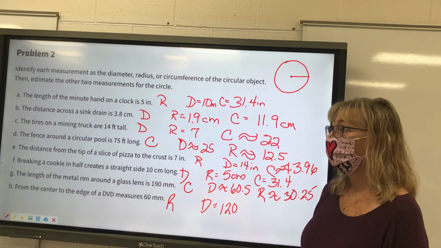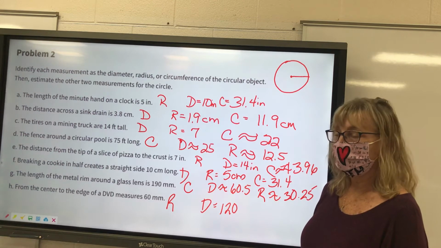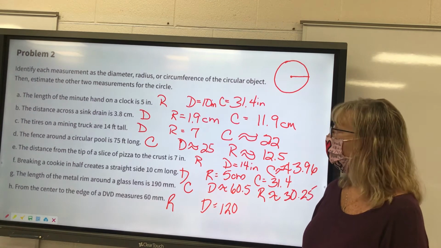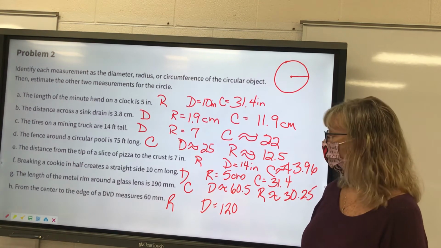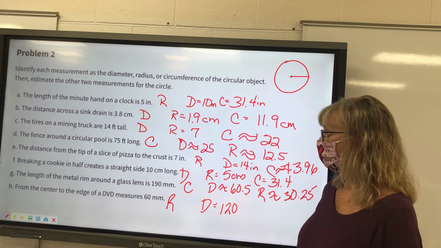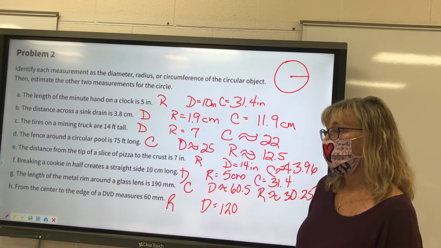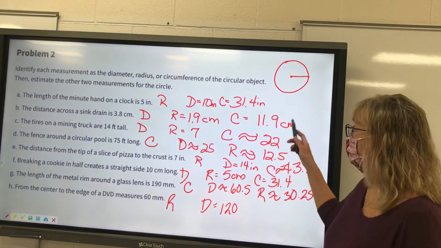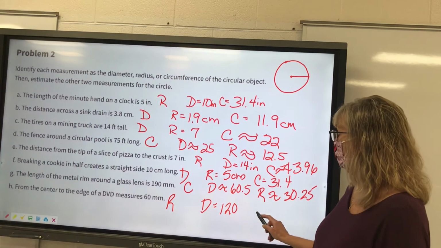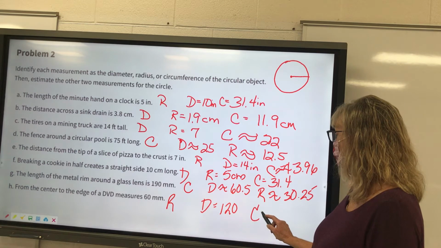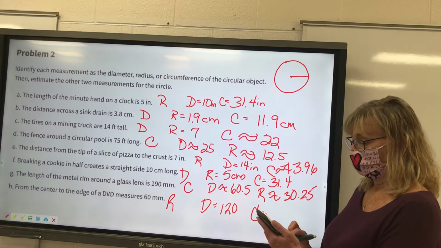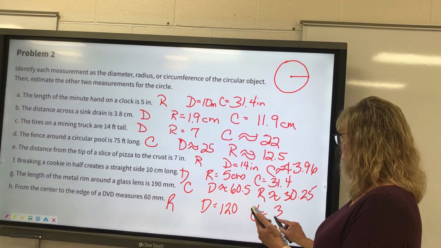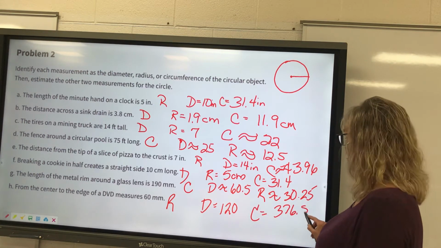Okay, are we good with that? For the practice problems, you have to get all of those, and it told you to use 3.14. So you may want to actually do the work, because on some of them I didn't do the work. So that means the circumference is 376.8.